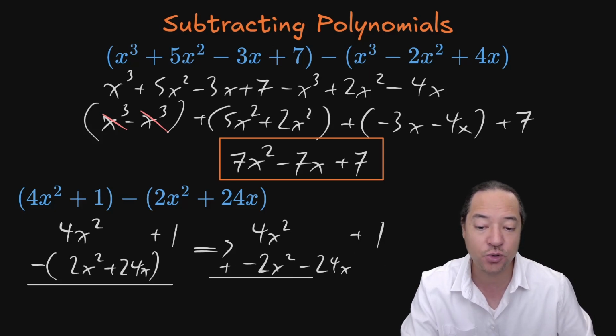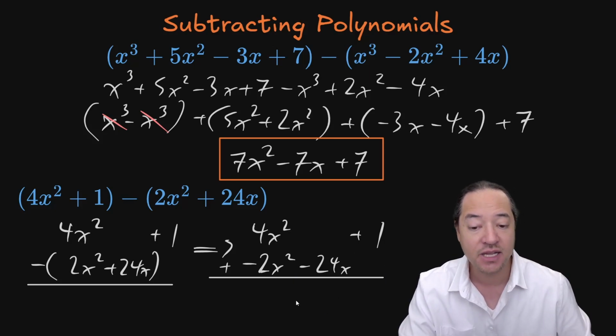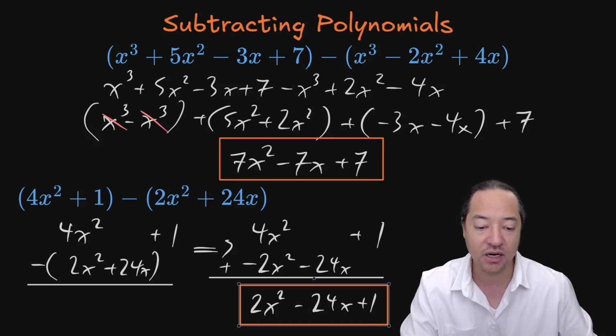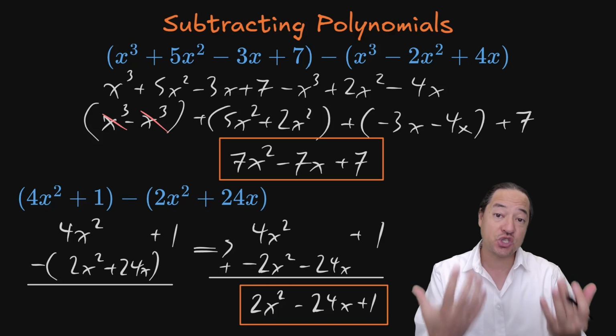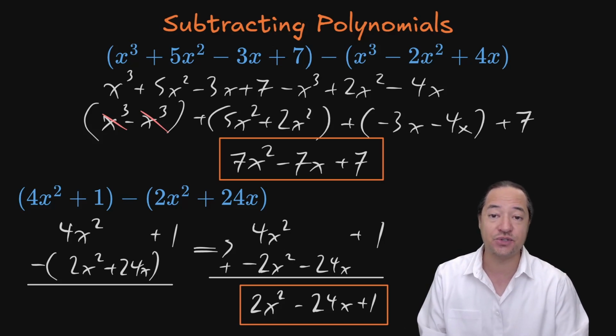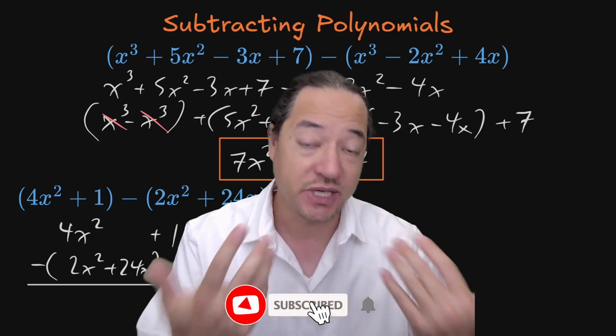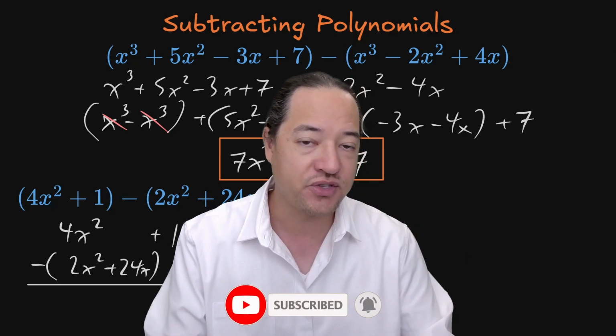So now we've transformed this into addition. And so we can add this all up together. So 4 minus 2 is going to be 2x squared. Here we just have negative 24x plus 1. And there we are. We have successfully subtracted these two polynomials now using the vertical method. All right. So there we go. That's how we can do addition and subtraction of polynomials.